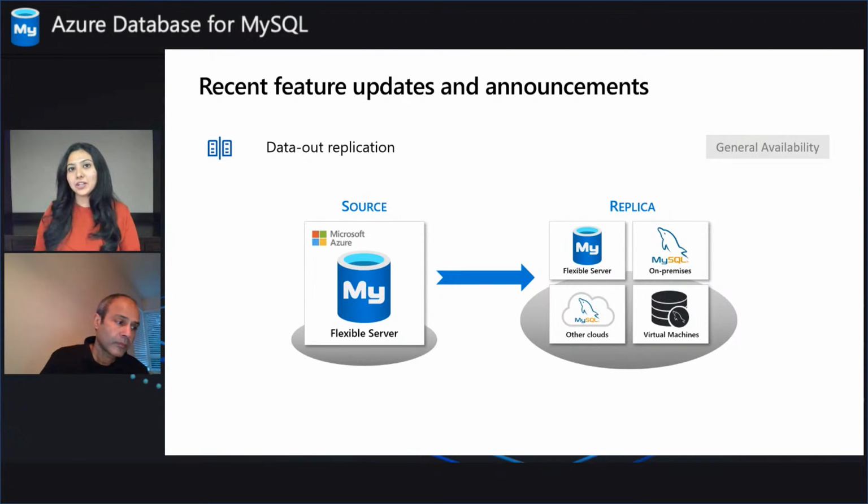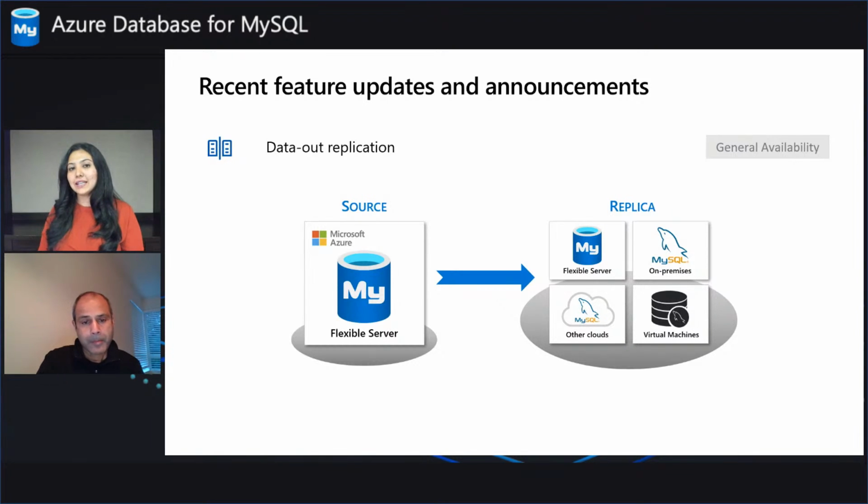With this replication capability, you can now synchronize the data from Azure Database for MySQL Flexible Server as the source to any other MySQL server, which could be hosted anywhere. It could be on premises, on a VM, on Azure VM itself if required, or on other clouds. So the flexible server is the primary source, and you can configure any other server to be a replica.